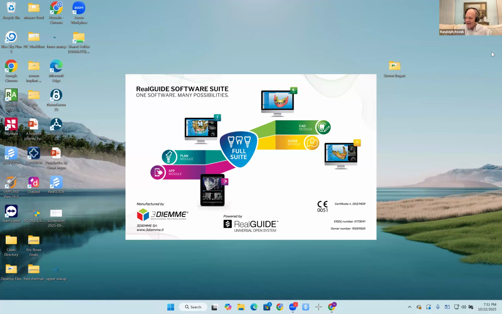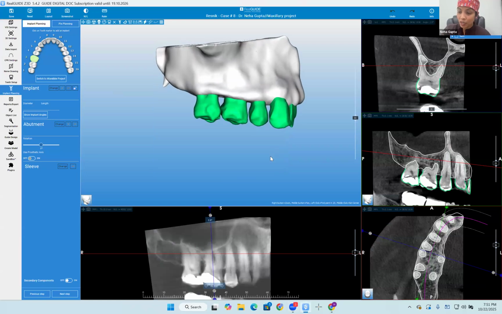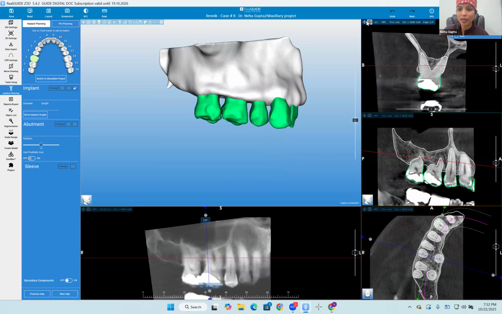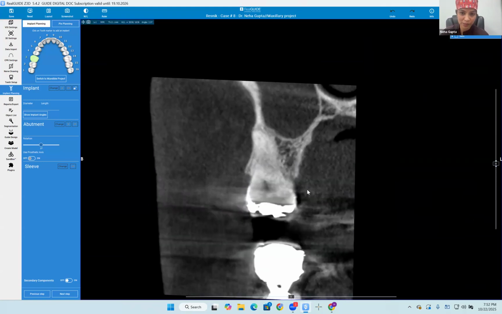Okay, so tell us what you have for us. So, a 59-year-old female with no significant medical history, just taking regular multivitamins and on hormone replacement therapy. She is not interested in doing endo on number 3. It's been intermittently symptomatic, so we are planning to extract it and eventually do an implant replacement.